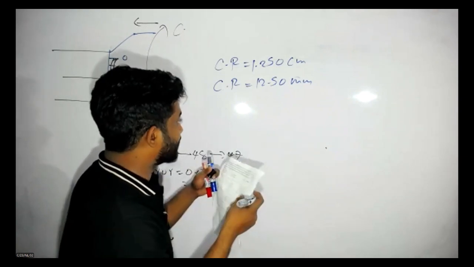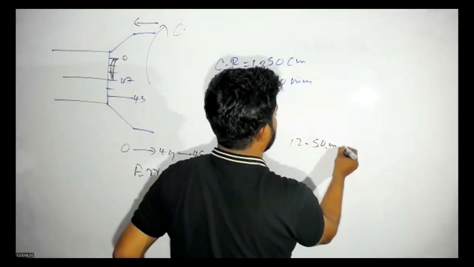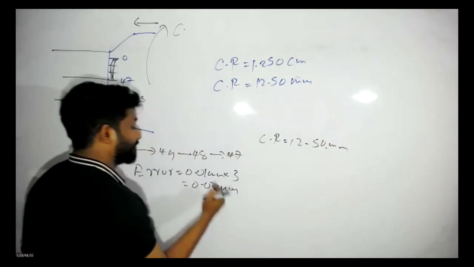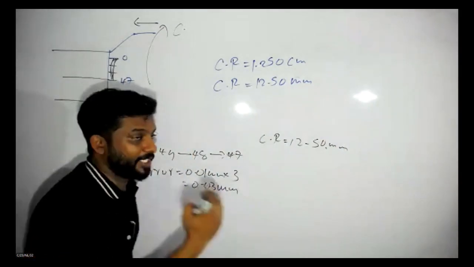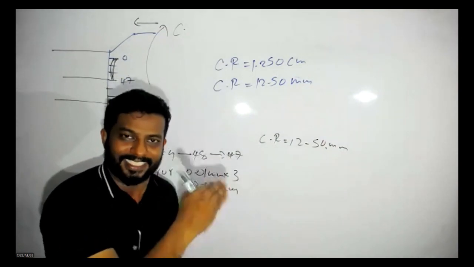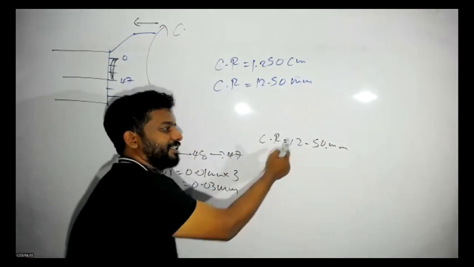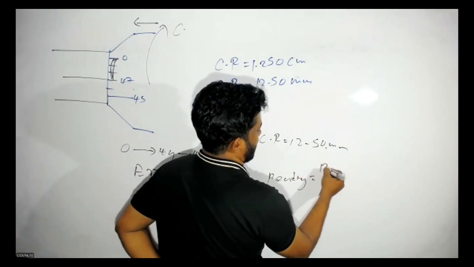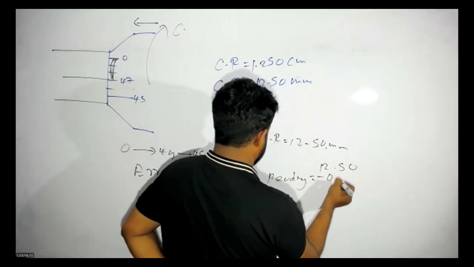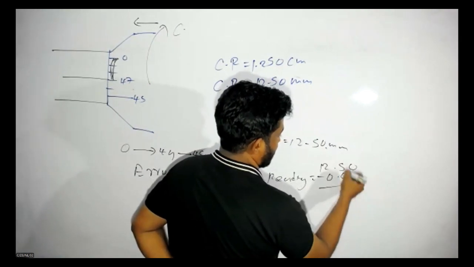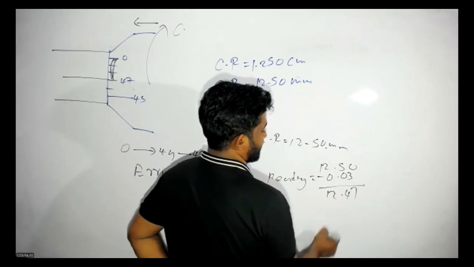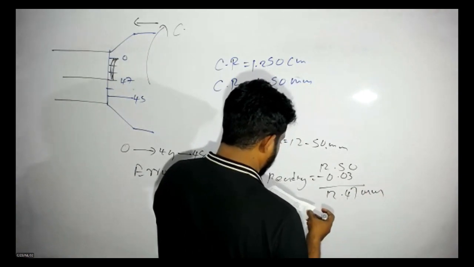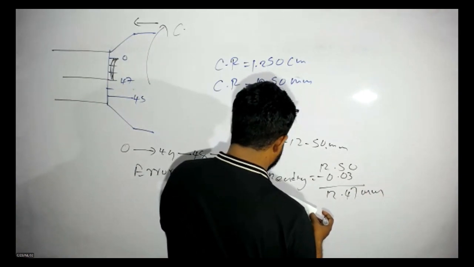The true length is given. The true length is 12.50 millimeter. This is the true or corrected length you will obtain, but due to this negative zero error, your reading will be 0.03 millimeter less than the corrected length or true length. That is, the reading should be 12.50 minus 0.03, which is 12.47 millimeters.